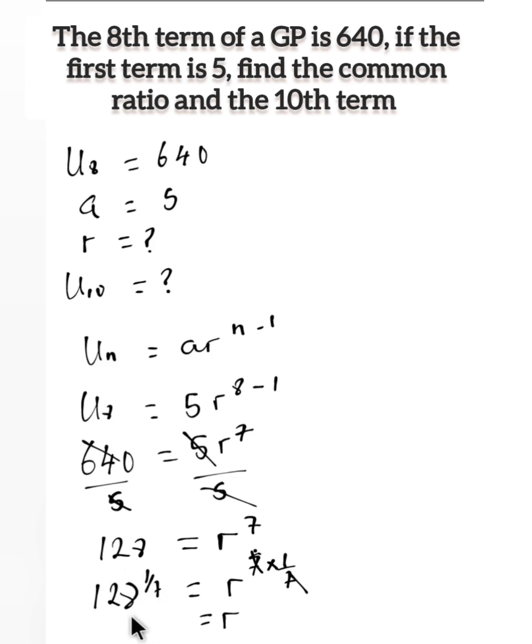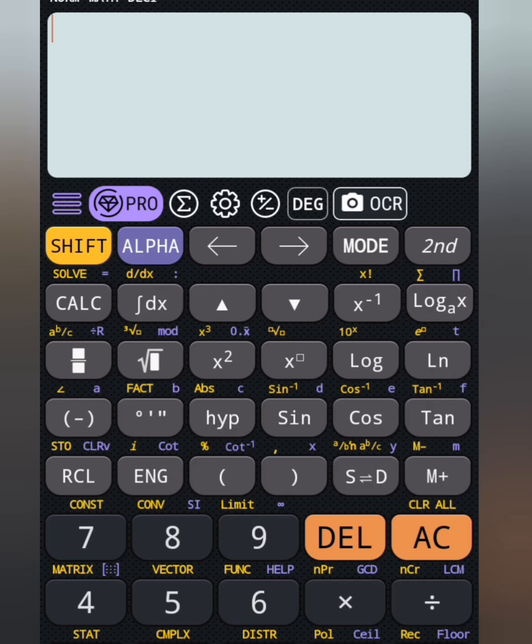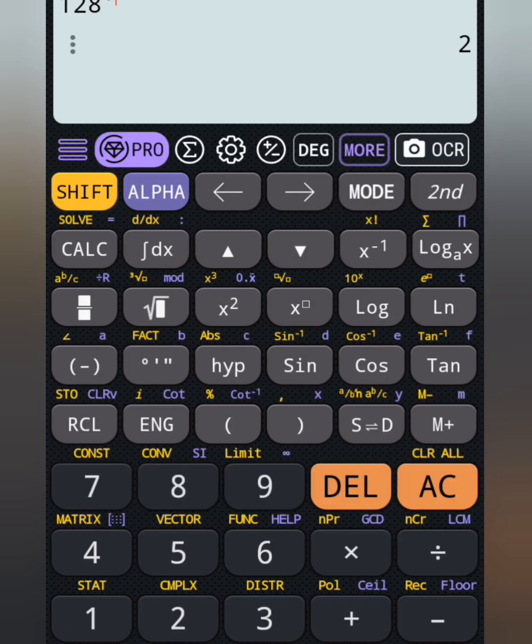128 raised to the power 1 over 7. So if we decide to solve this, what will be the answer? I believe we can use the calculator here. So it is 128 raised to the power of 1 over 7. The answer is 2. 128 raised to the power of 1 over 7 is 2.